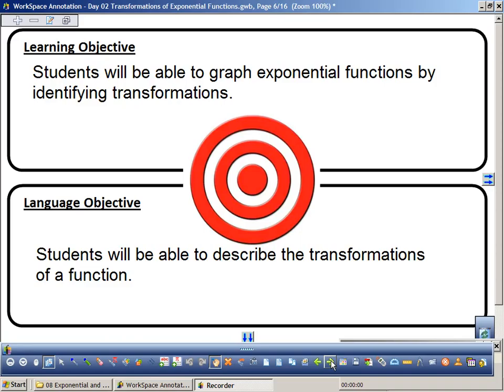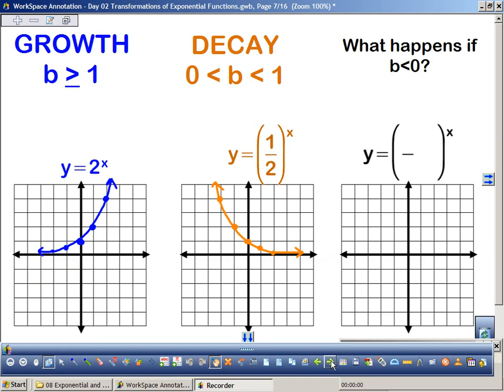Students will be able to graph exponential functions by identifying transformations. Yesterday we graphed a couple different exponential functions with different bases. Today we're going to concentrate on one base, and we're going to apply transformations to it. All right, so let's talk about growth and decay.